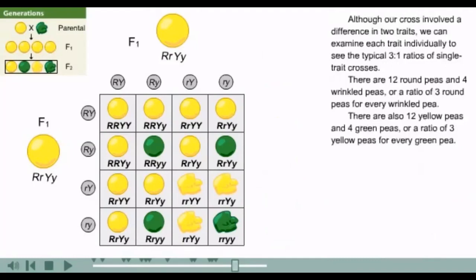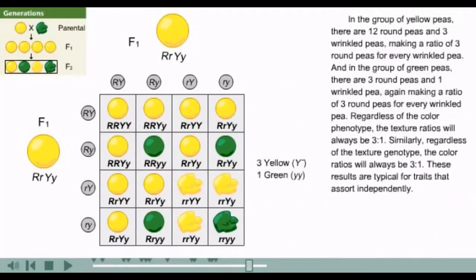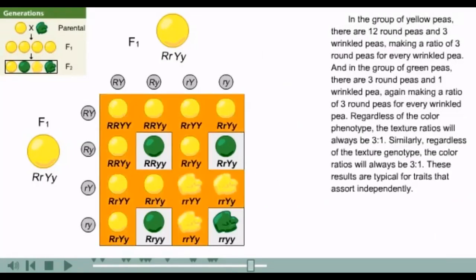Although our cross involved a difference in two traits, we can examine each trait individually to see the typical 3-to-1 ratios of single trait crosses. There are 12 round peas and 4 wrinkled peas, or a ratio of 3 round peas for every wrinkled pea. There are also 12 yellow peas and 4 green peas, or a ratio of 3 yellow peas for every green pea. In the group of yellow peas, there are 12 round peas and 4 wrinkled peas, making a ratio of 3 round peas for every wrinkled pea.